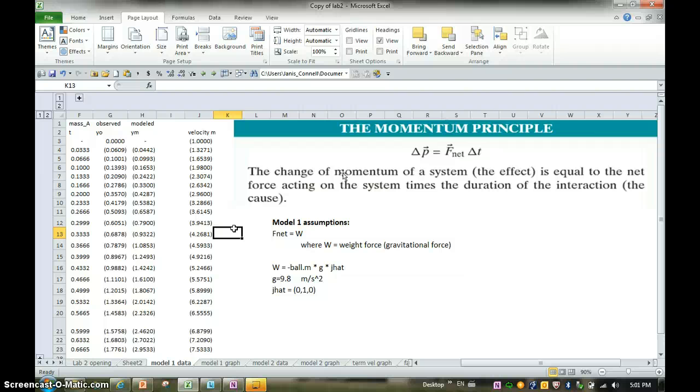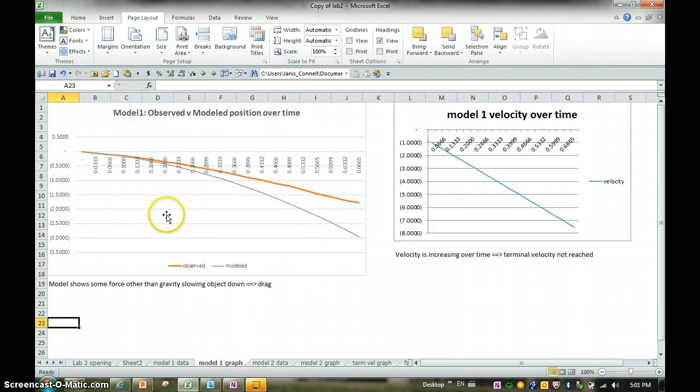So for Model 1, my assumptions are that the net force is equal to W, where W equals the weight force or the gravitational force. The formula in Python looks like this. G is the universal gravitational force, which is 9.8 meters per second squared, and J hat is a vector 0, 1, 0. I plotted that information here, and then I compared the results.